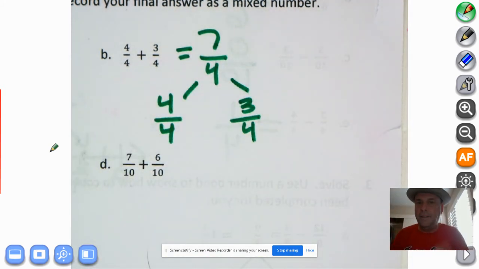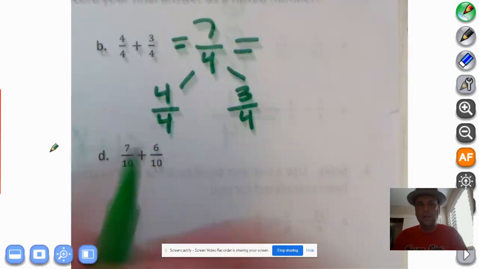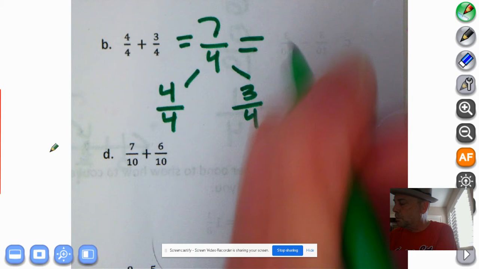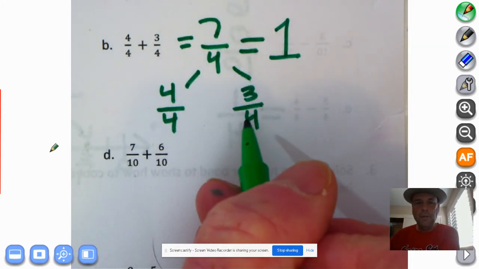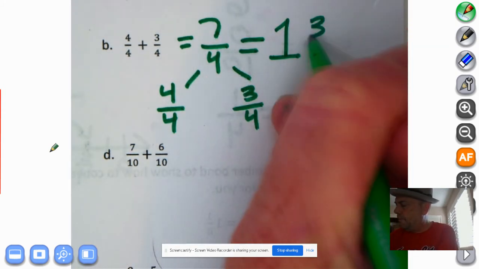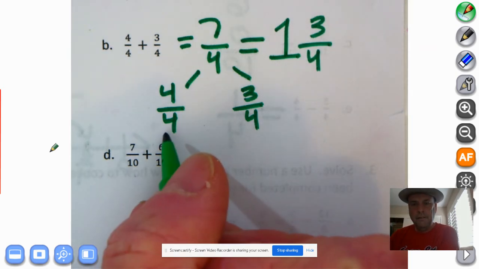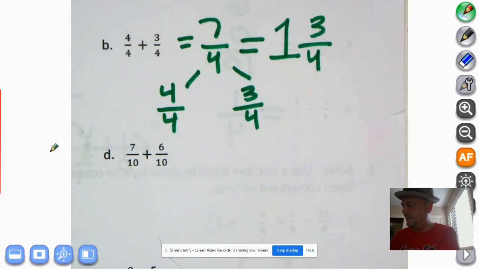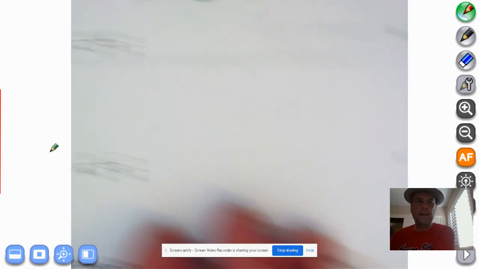But now we can break it down into a mixed number. Watch what happens. What is 4/4? Well, when the numerator and the denominator are the same, we know that's 1 whole. And we have this left over, 3/4. So 1 and 3/4. That's all there is to it. Let's head on over here.